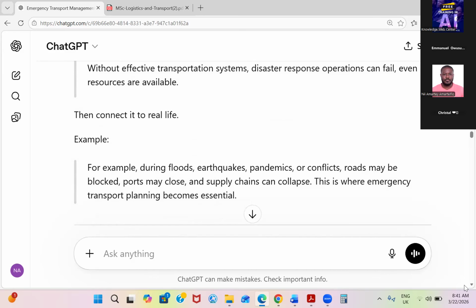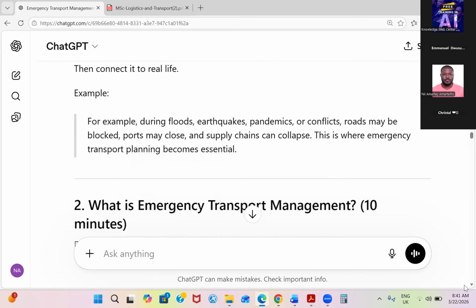Then connect it to a real life example. For example, during floods, earthquakes, pandemics, or conflicts, roads may be blocked, ports may close, and supply chains can collapse. This is where emergency transport planning becomes essential.